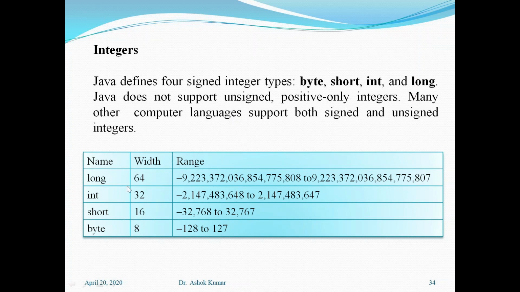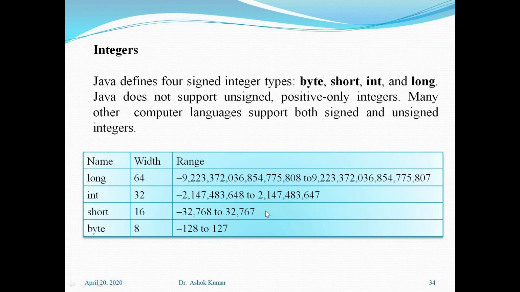Every time you declare a variable, that variable will be able to store a negative or a positive number. Unlike C, where you can also declare unsigned variables, which can store only positive values. So this is the important point. I repeat: for long, 8 bytes of memory is allocated, for integer 4 bytes, for short 2 bytes, and for byte type 1 byte of memory is allocated.